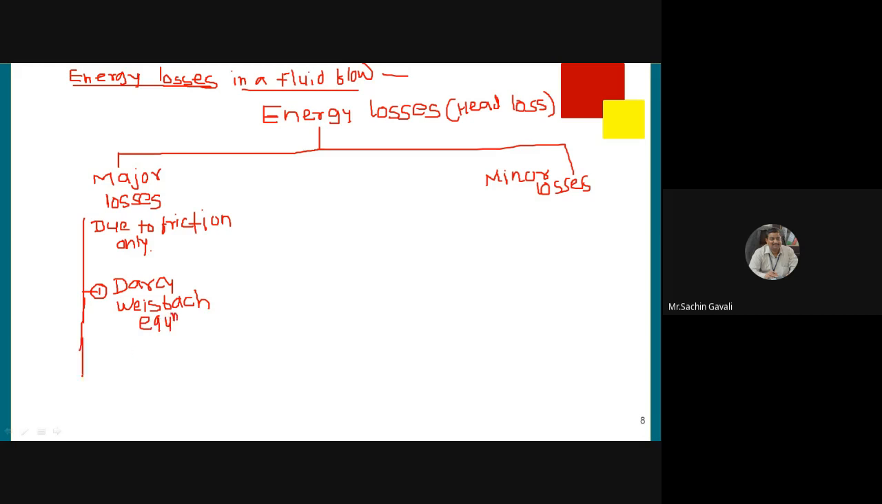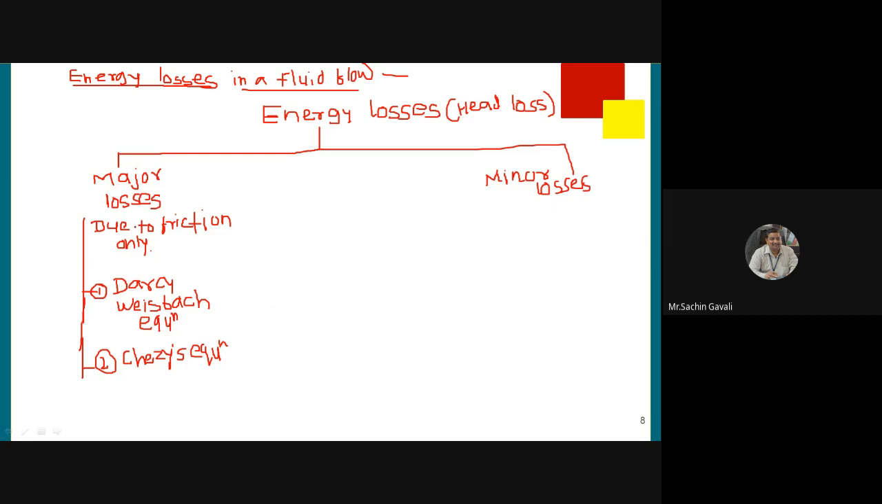And second one is Chezy's equation. So these are the names of scientists. One scientist is called Chezy. So Chezy's equation. Darcy's equation we are going to derive in our class. Chezy's equation we are going to take only the formula.